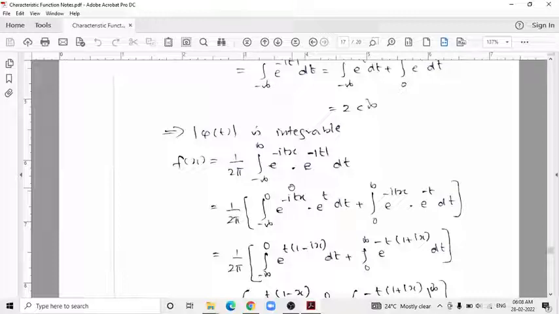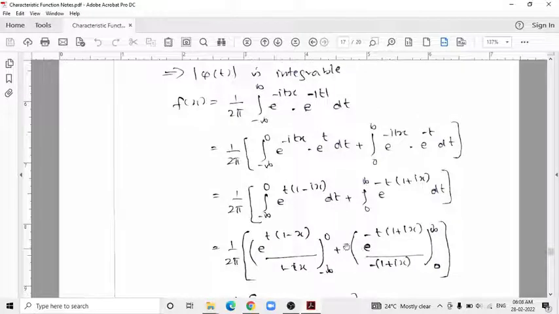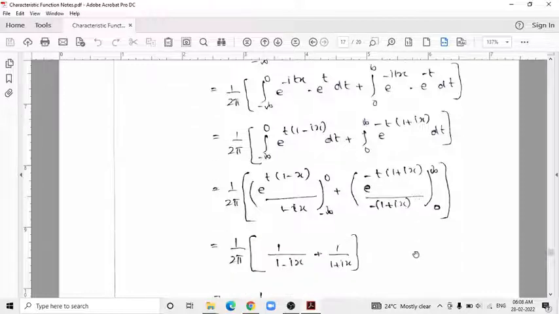So therefore e raised to minus itx into e raised to t, for minus infinity to 0, because of the already existing minus and that another minus of modulus t, so it is e raised to t. Then the second half is 0 to infinity, where modulus is the same as the value of t, that's why e raised to minus itx into e raised to minus t. Then after some simplifications and integrating, we get this step, and in the next step we supply the limits.